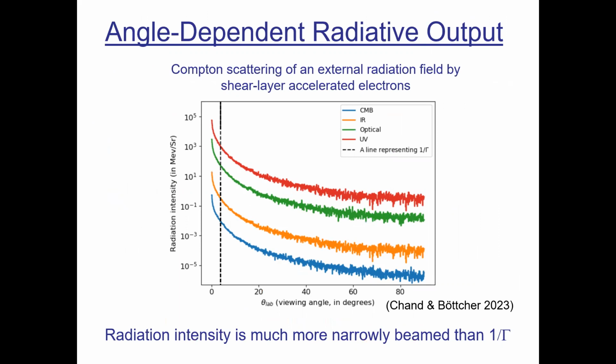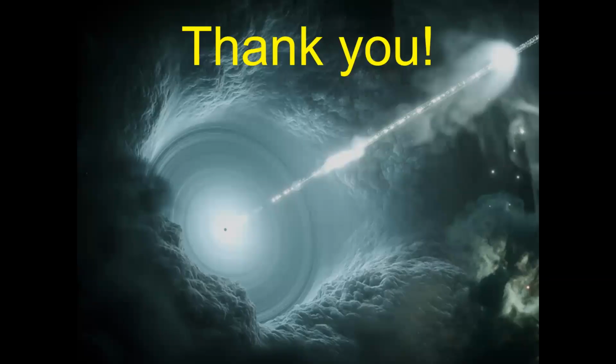My PhD student, Prof. Chan, is also working on radiation output from this kind of situation. So this shows, as a function of angle with respect to the jet axis, the intensity that comes out. And the vertical line shows the one over gamma, and also again shows that the beaming is actually much more narrowly concentrated towards the jet axis than if everything was isotropic in the jet. And that's all I was going to say about this.